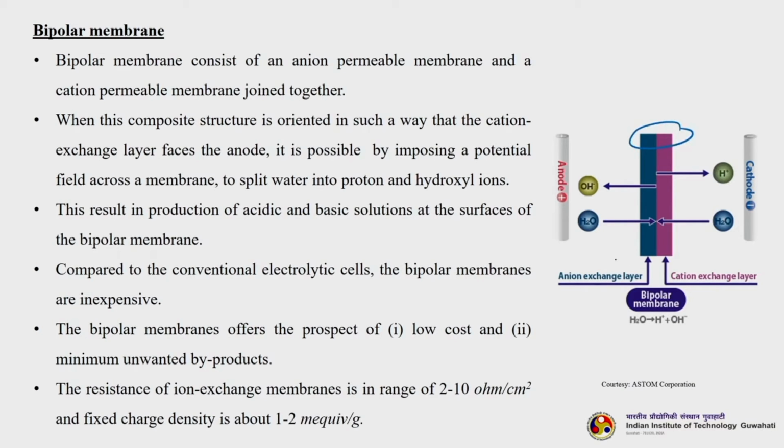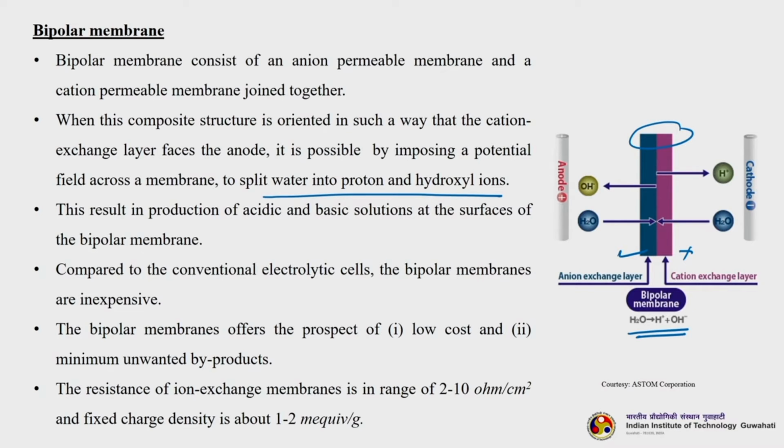This is your anion exchange resin and this is your cation exchange resin, or layer, or membrane, you can call them. When this composite structure is oriented in such a way that the cation exchange layer faces the anode, it is possible, by imposing a potential field across the membrane, to split water into proton and hydroxyl ions. This is a classical example of water splitting reactions. You can see water is getting split into protons and hydroxyl ions. This results in the production of acidic and basic solutions at the surface of the bipolar membrane.